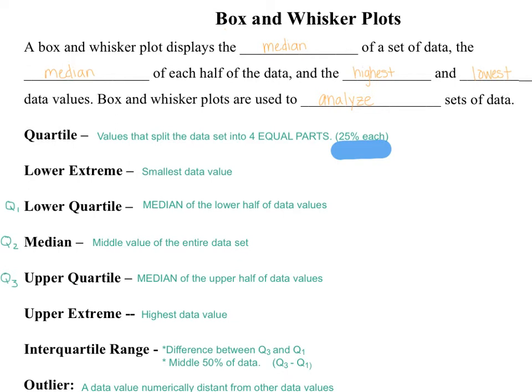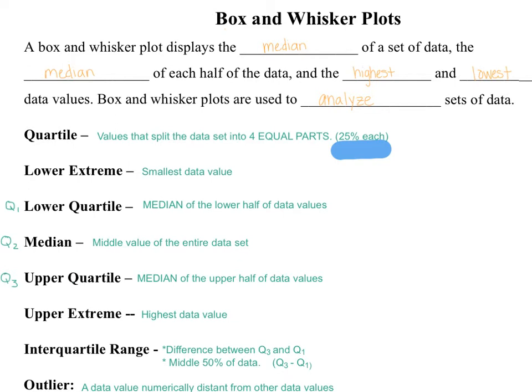Next one is the lower extreme. The lower extreme is the smallest data value. So when it's in order from least to greatest, the lower extreme is the smallest value. Lower quartile is going to be quartile 1, and that's going to be the median of the lower half of data values. So when you split your data in half, you find the middle. Whatever the median is of that bottom half or that first half is going to be quartile 1, or your lower quartile.